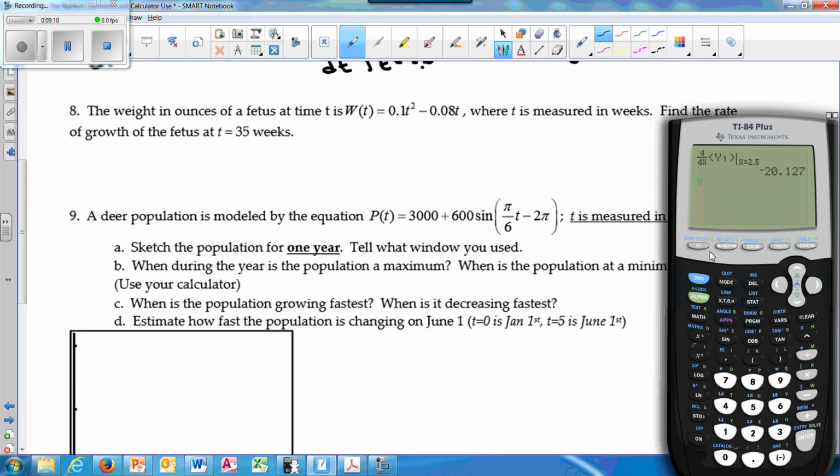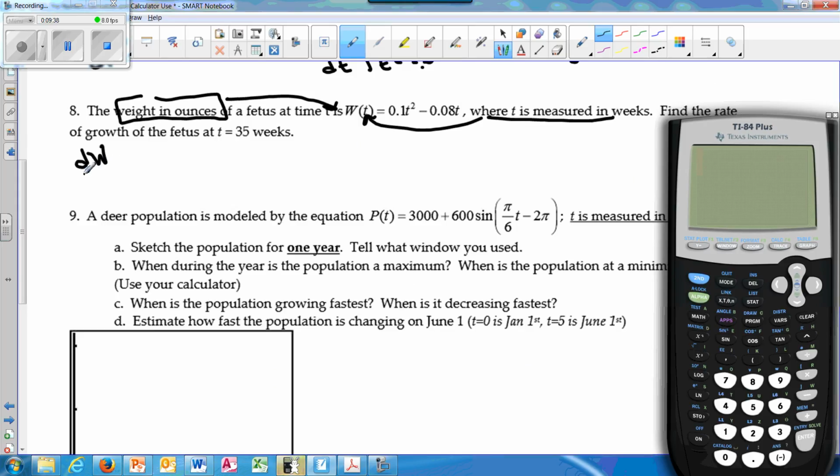The next one says the weight in ounces of a fetus at time t is W of t equals 0.1 t squared minus 0.08 t, where t is measured in weeks. For this one, I'm going to show you. Notice the weight is in ounces. That's the y value. The time, measured in weeks, is like your x value. So we're going to find the rate of growth at 35 weeks, which is the change in weight over the change in time at t equal to 35.